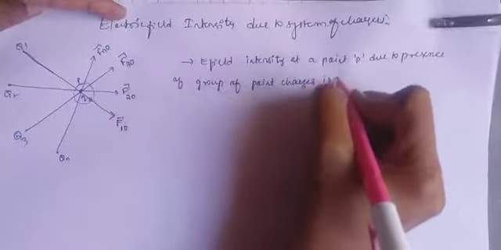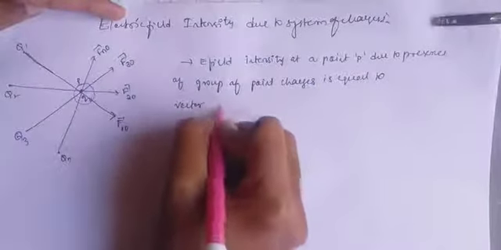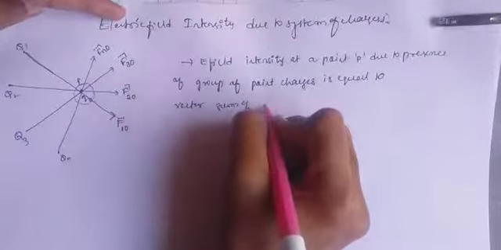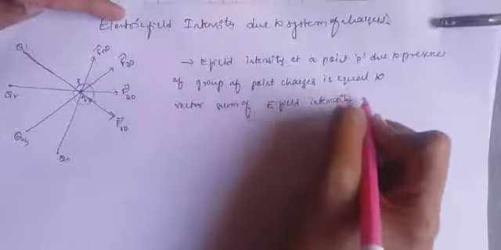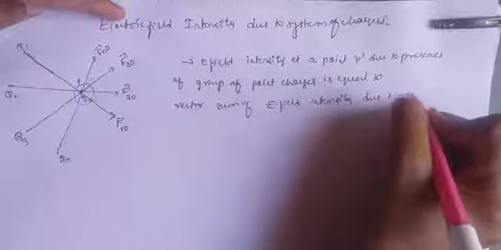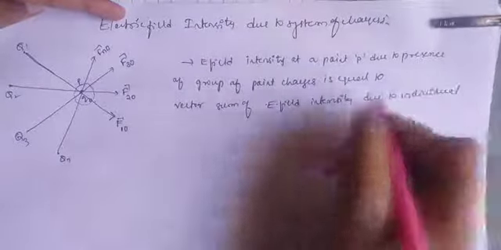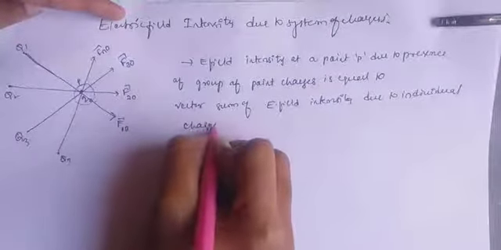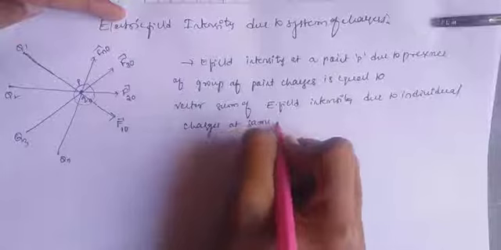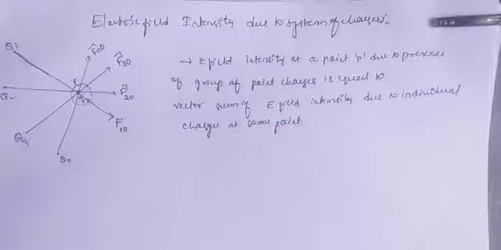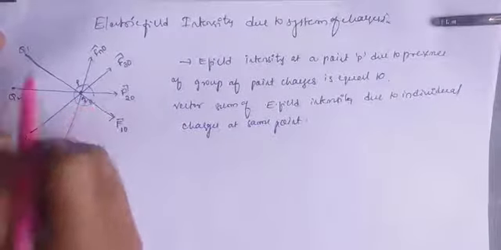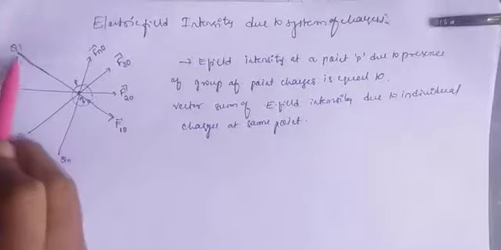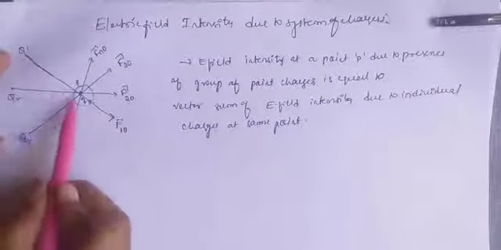must be equal to the vector sum of the electric field intensity due to individual charges at the same point. Here we have to get the electric field intensity on the test charge due to all the source charges. This applies a force, and this applies a force, and this applies a force.